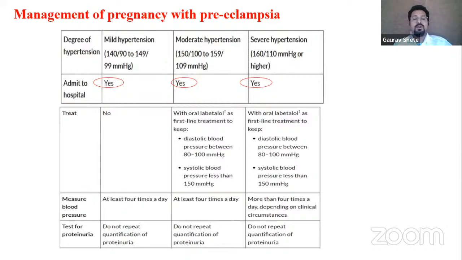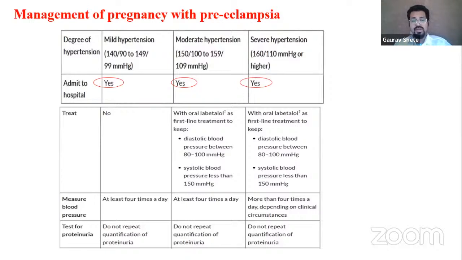Okay, this is what we can do the best, but yes, we need to take consent saying that we as doctors would recommend patients to stay admitted till the delivery. Okay, for moderate and severe hypertension, there is no chance that you can ask patient to go home with BP more than 150 by 100. Okay, you need to start patient on antihypertensive medication.